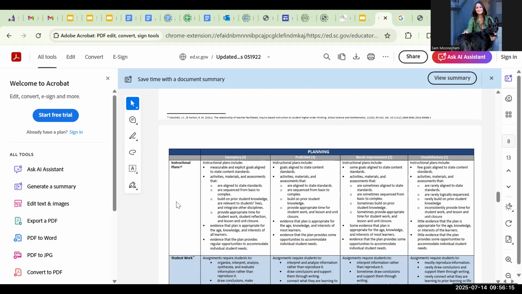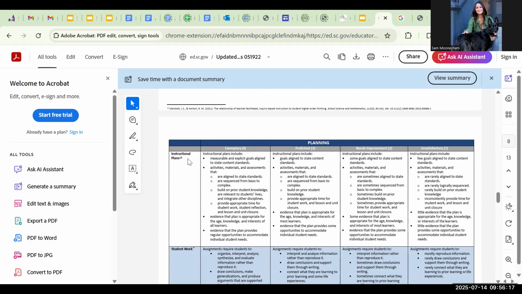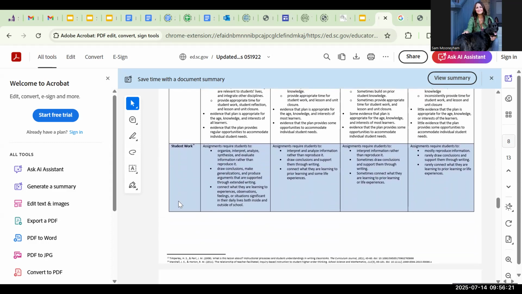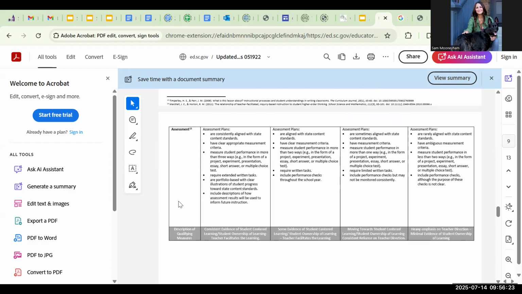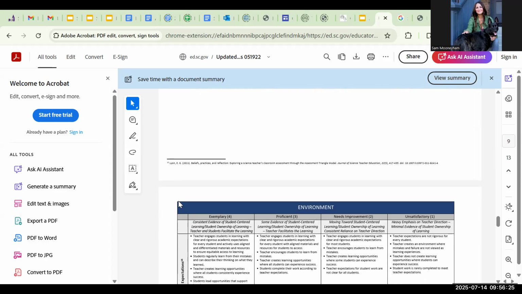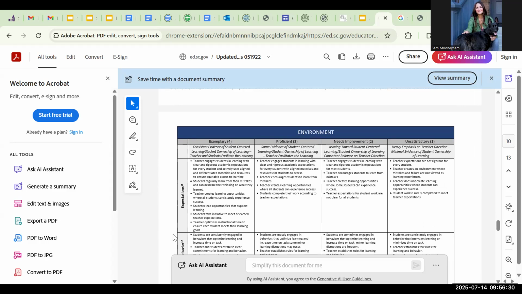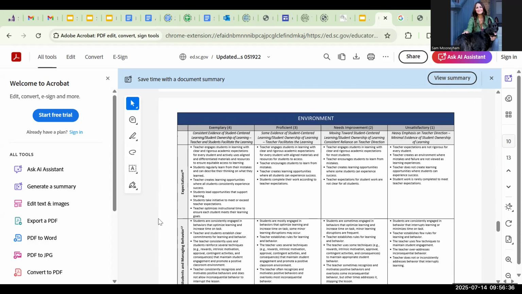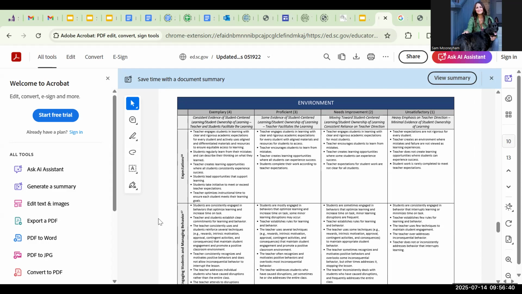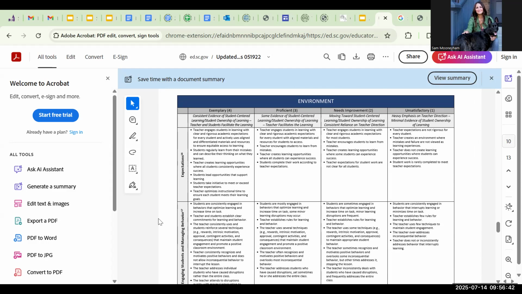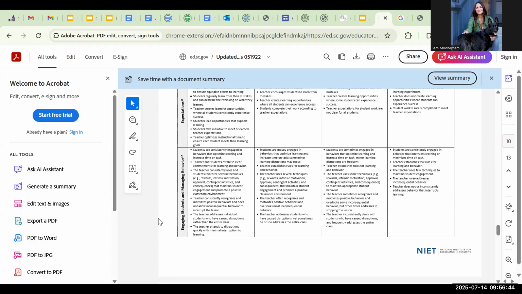Moving on to the planning domain. Again, you can see these indicators, instructional plans, student work, assessment, and so on. Then move on to the environment domain. This is, as you might expect, the environment that you create, the learning environment, and that is the physical as well as the emotional environment of your class that you have absolute control over.